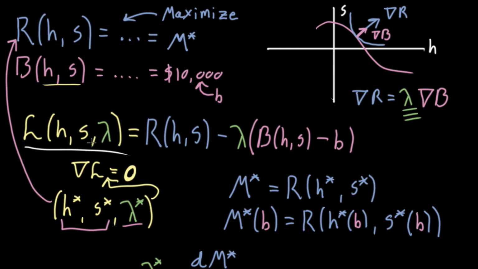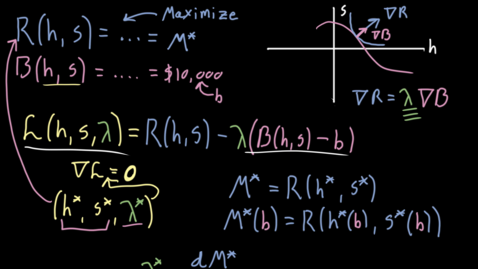define this function here, the Lagrangian, which involves taking this function that you're trying to maximize, in this case the revenue, and subtracting a new variable, lambda, what's called the Lagrange multiplier, times this quantity, which is the budget function, however much you spend as a function of your input parameters, minus the budget itself, which you might think of as $10,000 in our example. So that's all the usual setup.